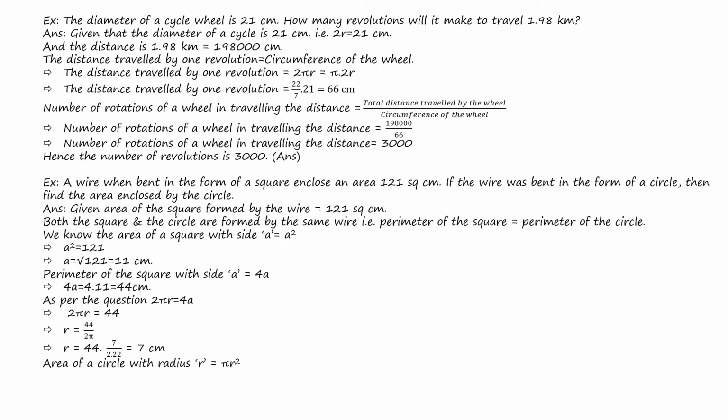Now area of the circle with radius r is given by pi r square. So the area of the circle is 22 by 7 into 7 into 7, which is 154 centimeter square. Hence the area enclosed by the circle is 154 centimeter square, the answer.